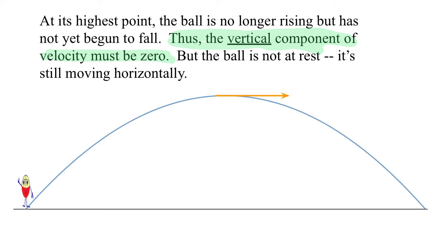But the ball is not at rest. It still has its horizontal velocity. If it were at rest, then we would end up with this Looney Tunes case where it would go here and then accelerate downward and fall straight down. And obviously, not the case.